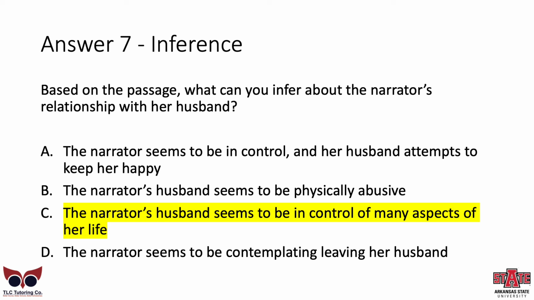The correct answer is C. Based on the passage, you can infer that the narrator's husband seems to be in control of many aspects of her life, from the discussion of the room in which the couple will stay, to the discussion of him having a prescription for every hour of her day, to her reference that he does not care for her writing. All these details seem to suggest that he is in control of many aspects of the narrator's life.